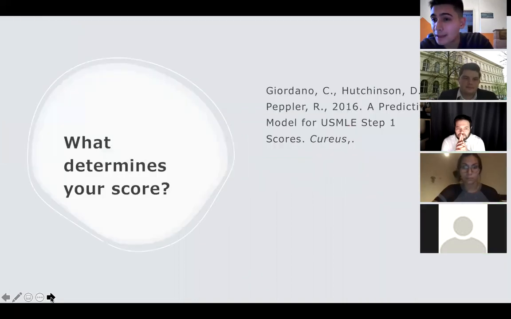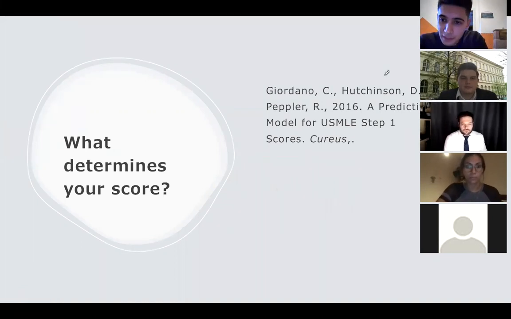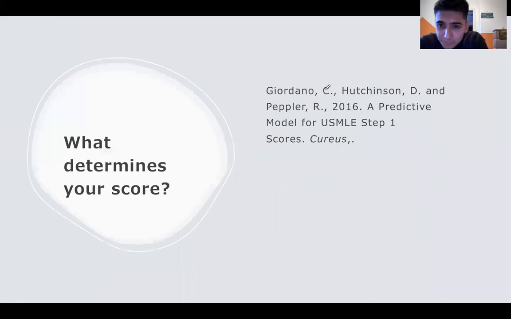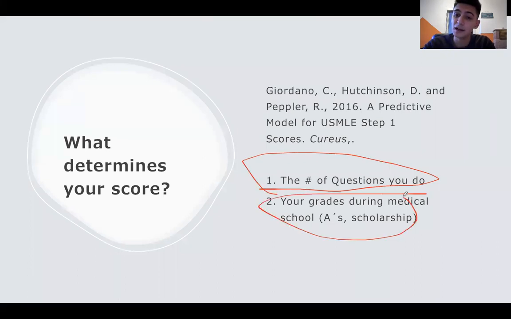So what actually determines your score? Let's look at the USMLE Step 1, and there was actually research done on it. They were looking at US students and tried to create some predictive model for the USMLE Step 1. What they found out for US students was that the score correlated positively with the questions that they did and the grades that they received during medical school.